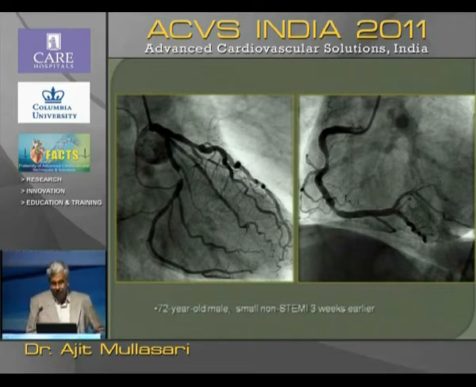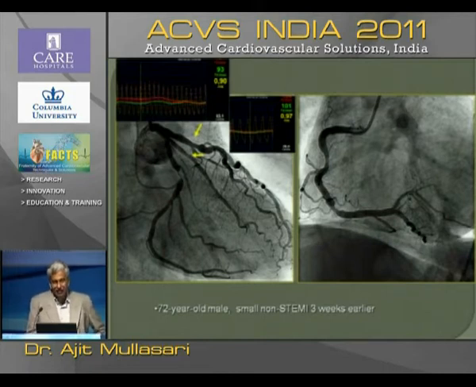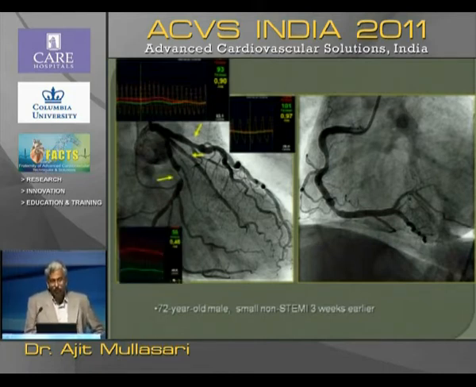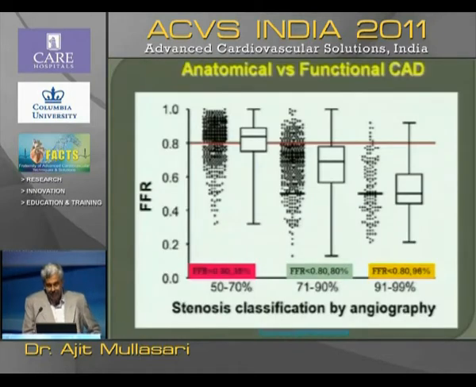It's a 72-year-old gentleman, small non-ST elevation three weeks earlier. FFR there, 0.97, don't need to treat. Ramus, FFR 0.90, don't need to treat. Circumflex, FFR 0.48, need to treat. And RCA, two lesions, FFR 0.85, don't need to treat. A multivessel disease becomes single vessel disease, and you fix it as a single vessel stent.